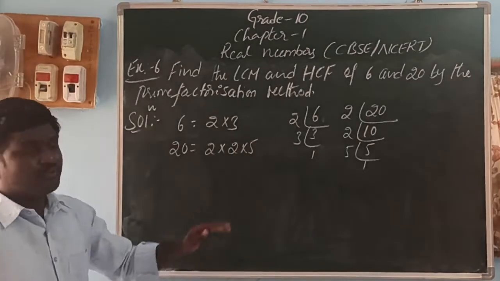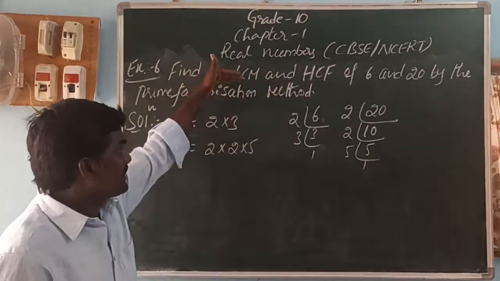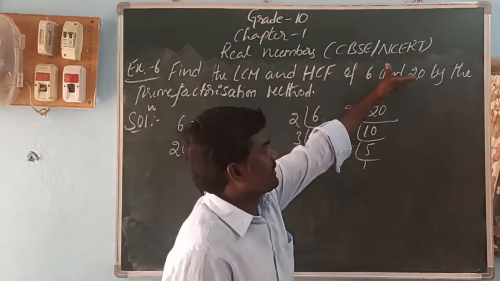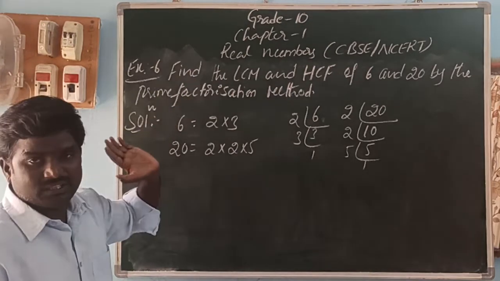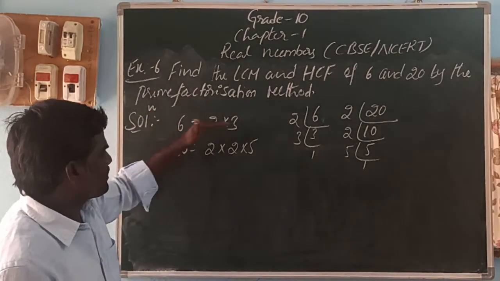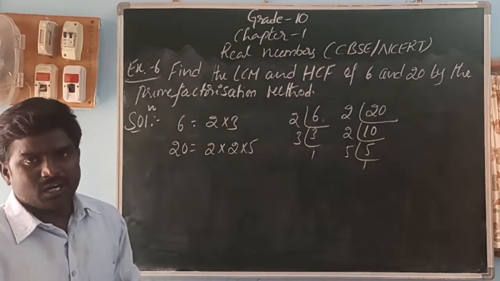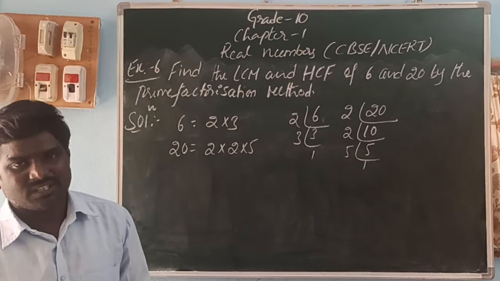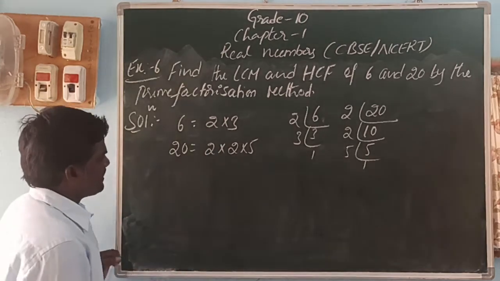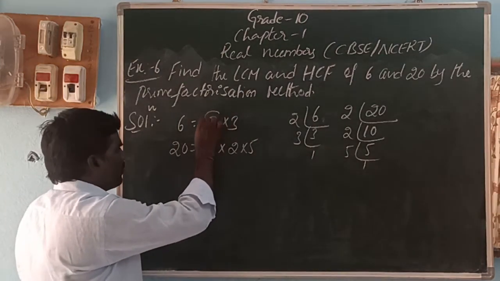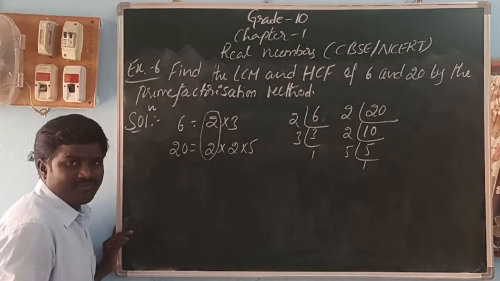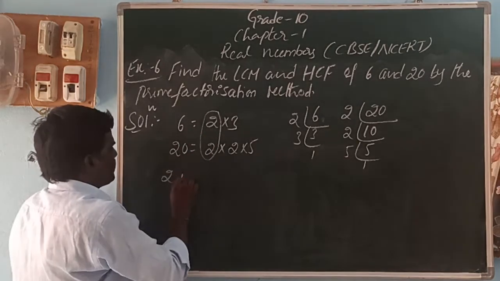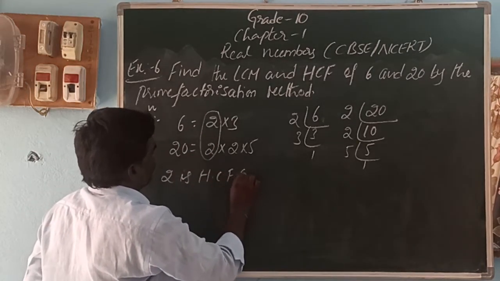So what is being asked? Find the LCM and HCF. LCM means least common multiple, HCF means highest common factor of 6 and 20 by using the prime factorization method. We wrote 6 and 20 as products of prime numbers. Now take the HCF. How do we take it? Take the common prime factors of the two numbers. What is the common prime factor of 6 and 20? 2.